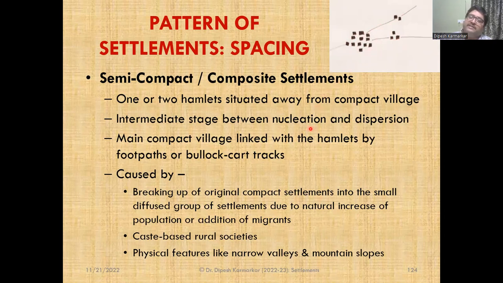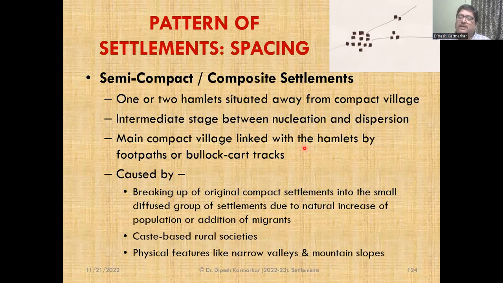Now, this kind of semi-compact pattern is caused by multiple factors. In India, especially, caste plays a very significant role. Therefore, the very social geography of the settlement or of a village leads to such kind of pattern, where the people belonging to a particular caste tend to live outside the main village and at a certain distance. So when we have rural societies very strictly based on caste, we find such patterns are quite visible in many Indian rural settlements.